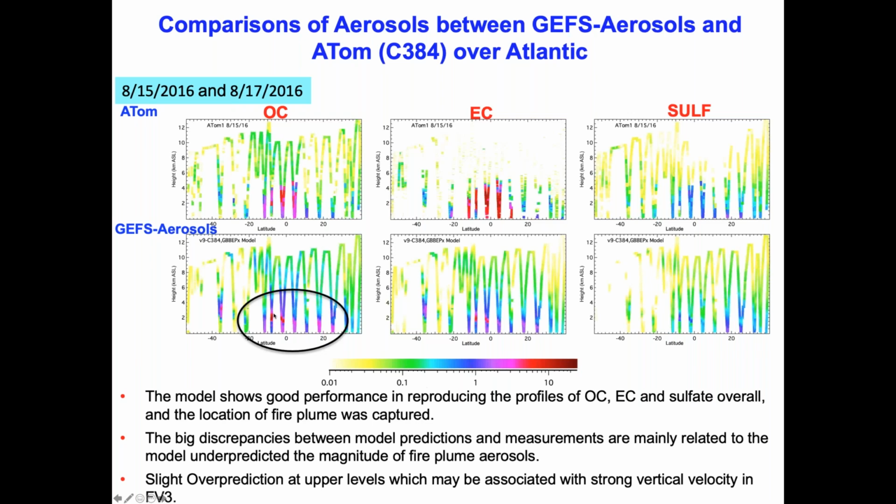And it looks like the model under-predicted the magnitude of the fire plume aerosols, both for OC and EC here. Other than that, we also see some slight overestimate at upper levels, like here and here, which may be associated with the strong vertical velocity in the FV3.